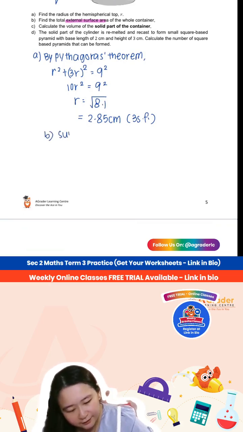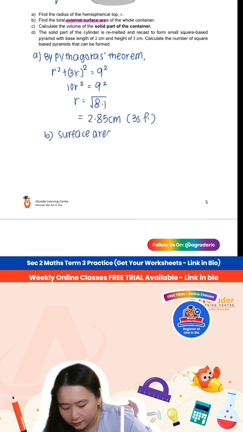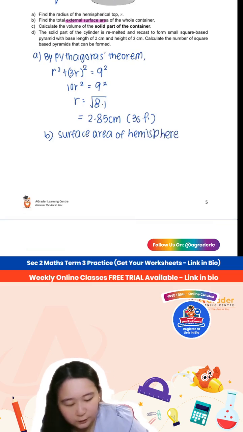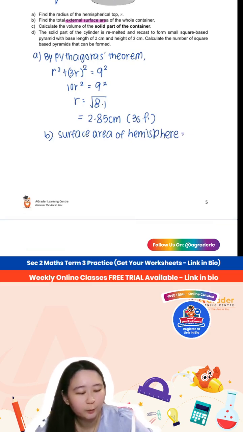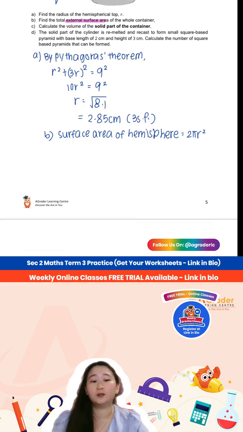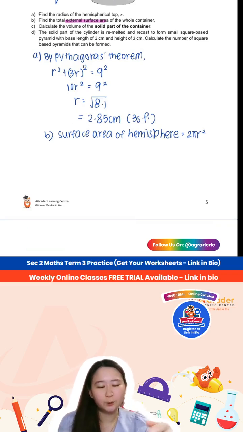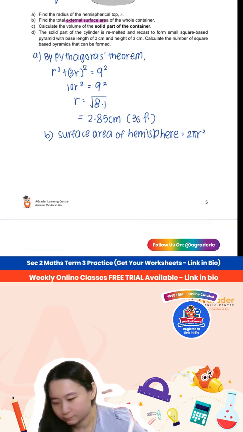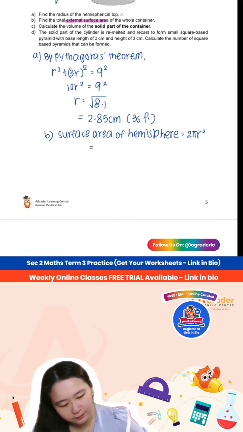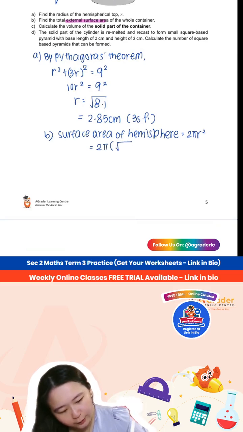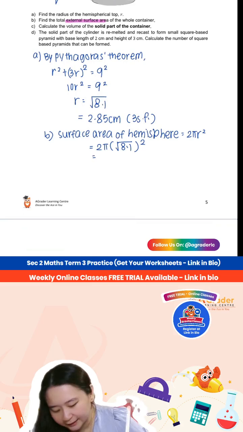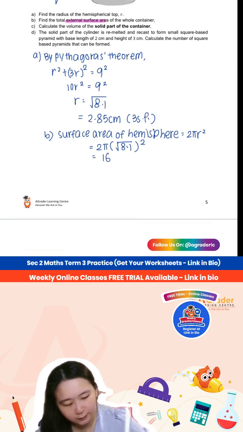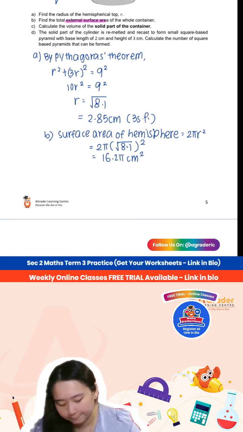So part B, we have the surface area of the hemisphere. The surface area of a hemisphere will be 2 pi r squared. That's the formula, because for a sphere it is 4 pi r squared, so a hemisphere is half of it, so the curved surface will be divided by 2. So we have 2 pi times square root of 8.1 squared. We can leave it in terms of pi first. So we have 8.1 times 2, so 16.2 pi cm squared.